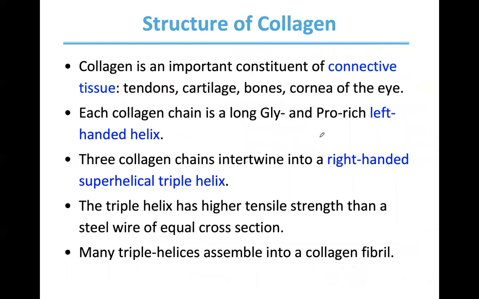So the next protein we're going to look at is collagen. An important constituent of connective tissue, tendons, cartilage, bones, cornea of the eye. So each collagen chain is a long glycine and proline-rich left-handed helix.